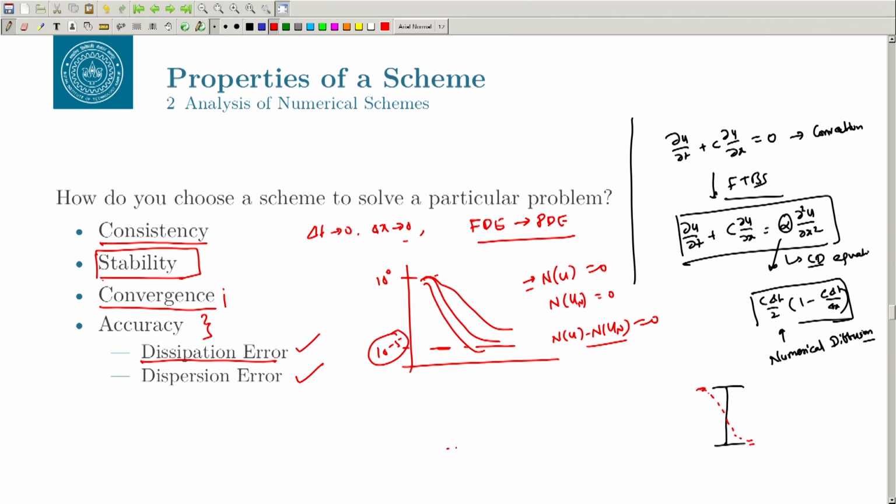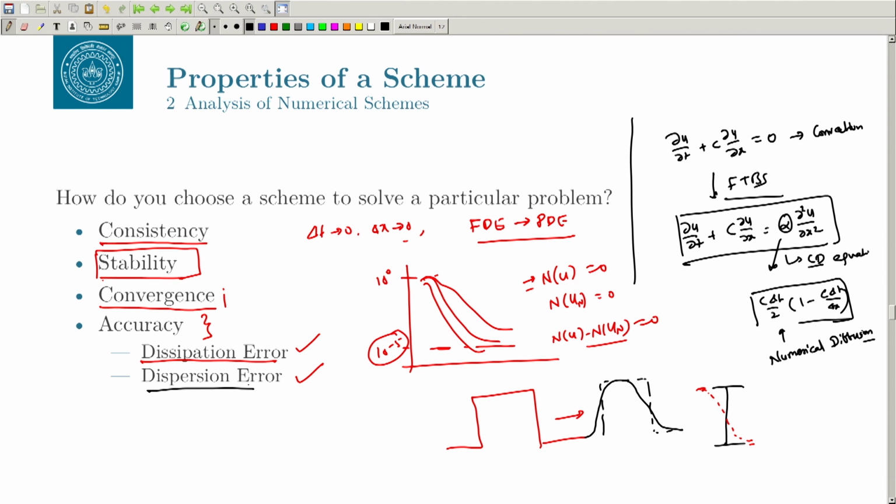So, let us say you had a profile, you started like this and you are convecting it. It should convect as it is, it should go like this, but what you are getting is basically something like this, as we have seen from our solutions. That means that some dissipation is happening, despite you not putting any dissipation in the equation. So, that is the kind of dissipation error. The other is the dispersion error.